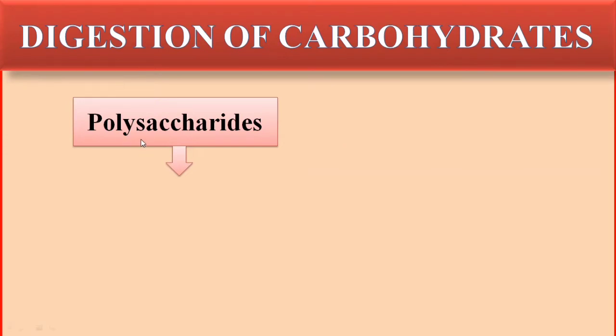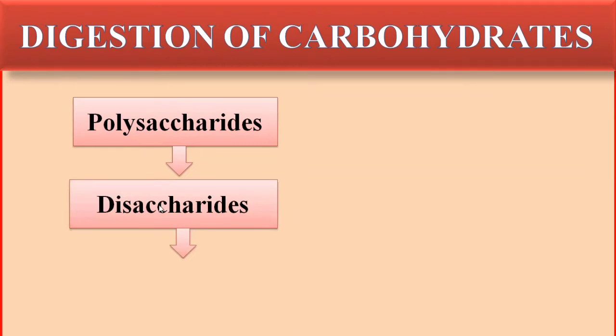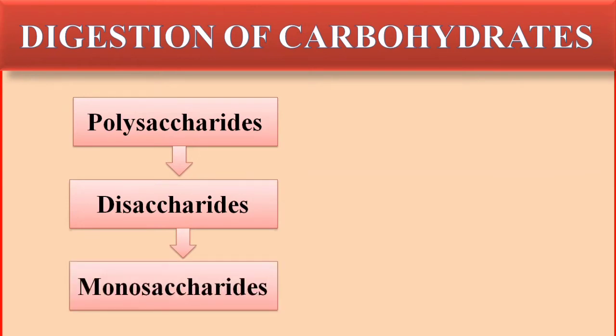The polysaccharide is converted into simpler oligosaccharides, then disaccharides, and these disaccharides are finally converted into monosaccharides. When they reach the small intestine, they are monosaccharides. Then from the small intestine, these monosaccharides are absorbed into the blood circulation.